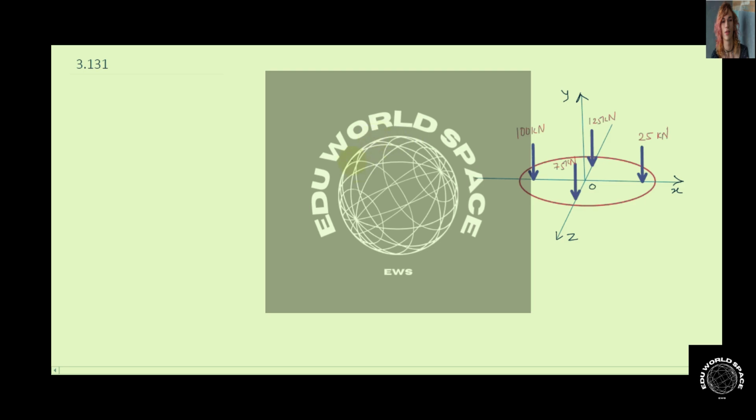Problem 3.131. In this problem, the radius of this circle is given as 5 meter. That is the red circle that is shown here.